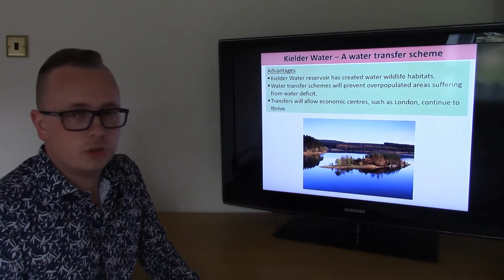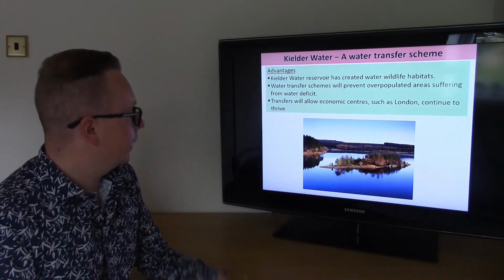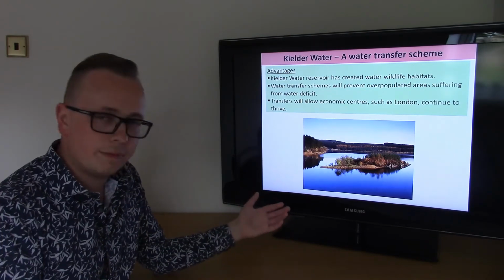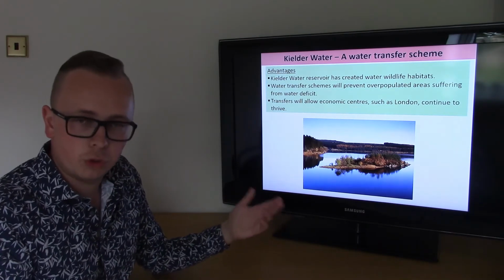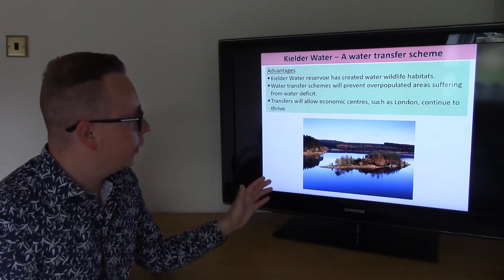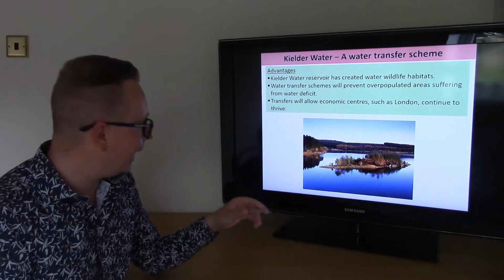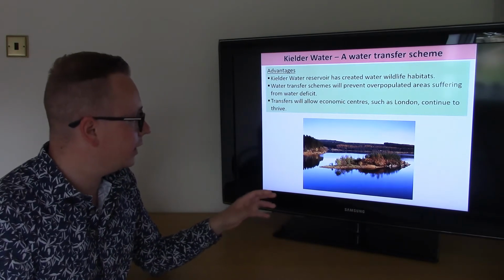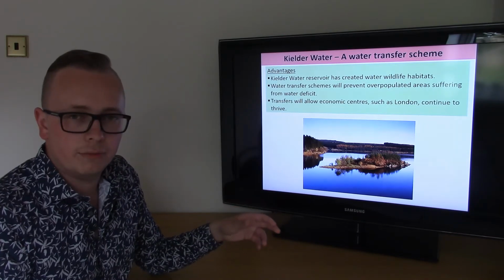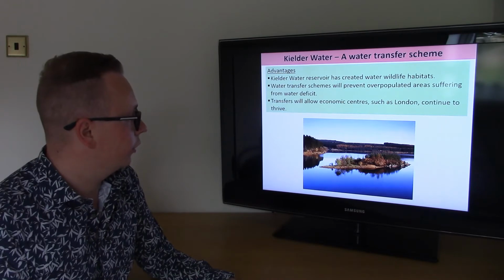Now obviously there are some benefits of water transfer schemes and using reservoirs like this. Kielder Water has created wildlife habitats. It's a very popular area for tourists to visit. The transfer scheme will actually prevent overpopulated areas such as London from suffering from that water deficit, and as a result of that it will allow those economic centres to continue to thrive and grow and not put any limiting factors on that further economic growth.